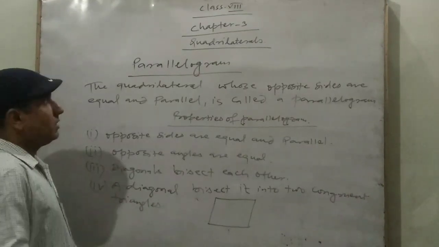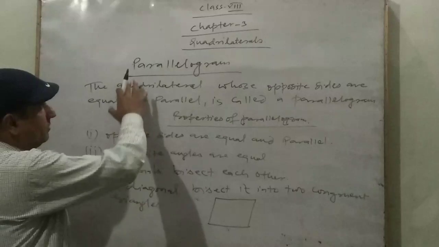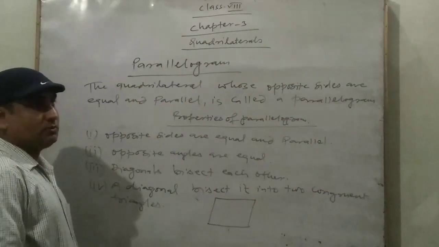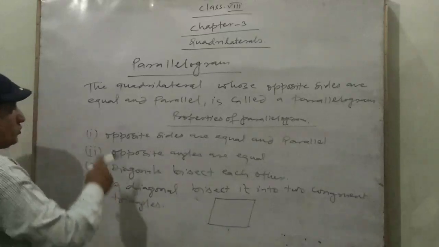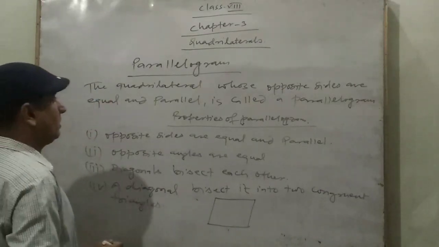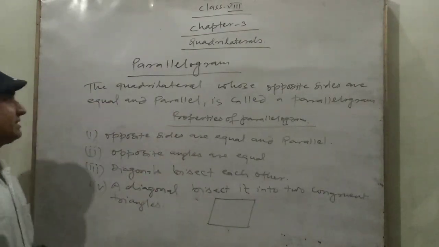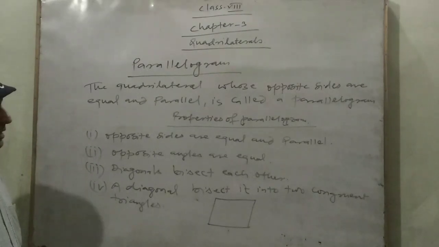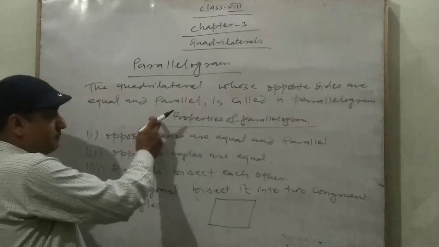Okay students, parallelogram is one of the kinds of quadrilateral. So what is its definition? A quadrilateral whose opposite sides are equal and parallel is called a parallelogram. And there are many properties of parallelogram.